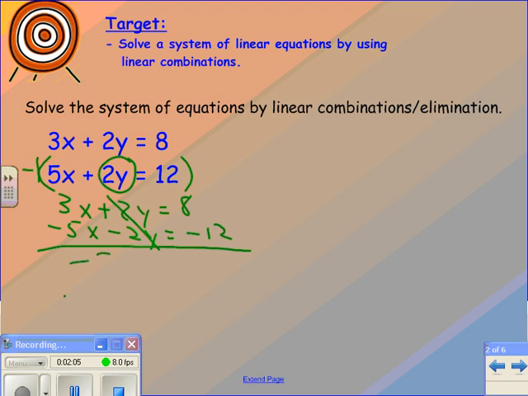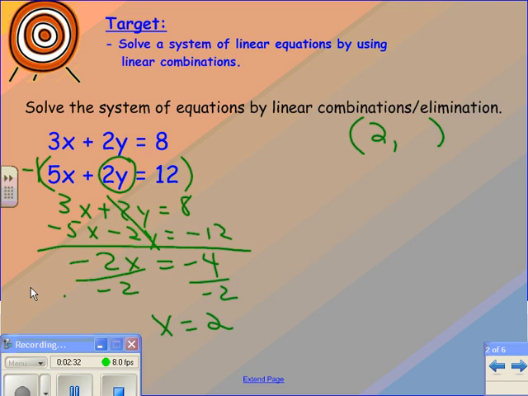3x minus 5x is -2x, and that equals 8 minus 12, which is -4. Now it's easy to solve for x, get the x isolated by dividing both sides by -2, and we have x equals +2. So my x value in my solution is going to be a +2. So I'm going to write that up there so I don't forget what it is.